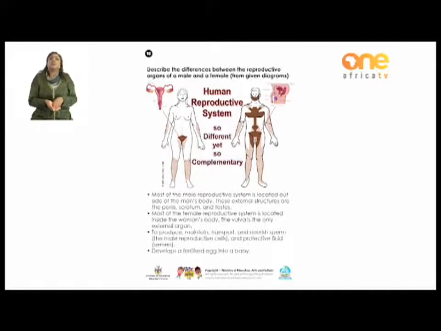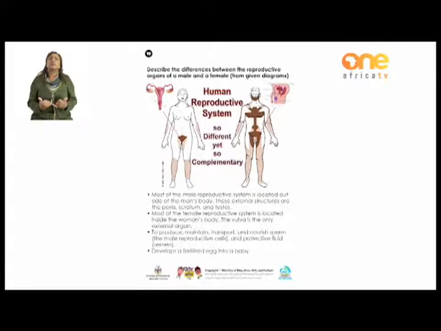Most of the female's reproductive system is located inside the woman's body. The vulva is the only external organ, and it houses, yes, other organs, but it will be the only one visible from outside.